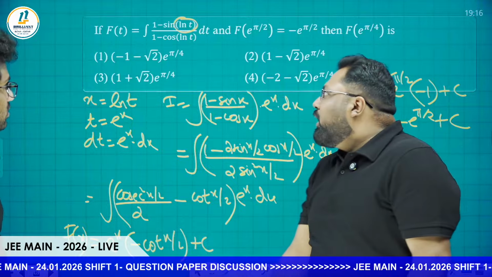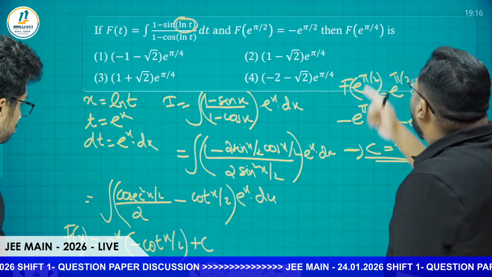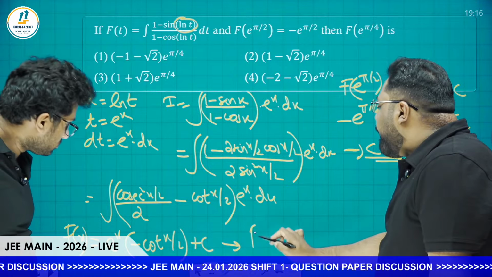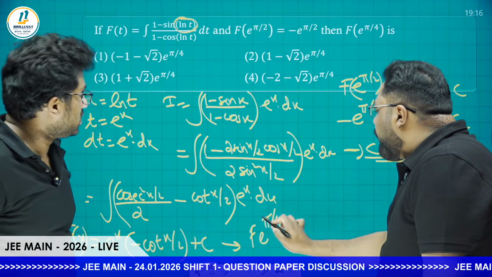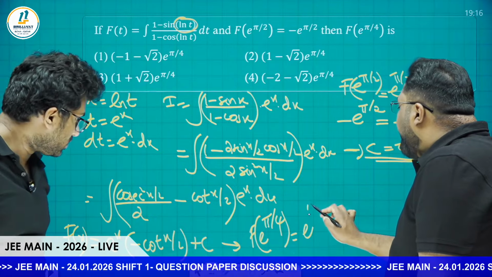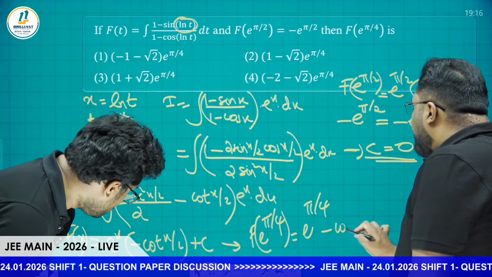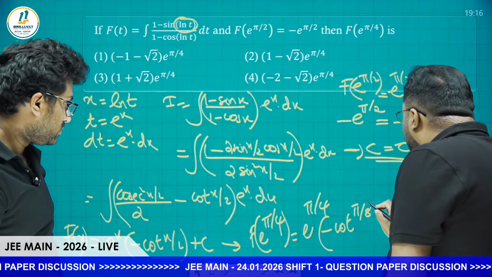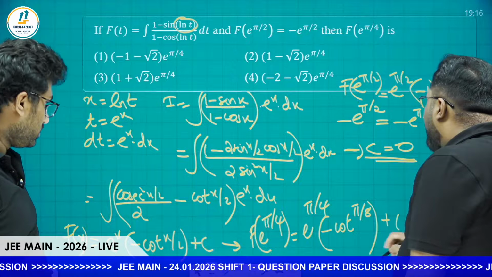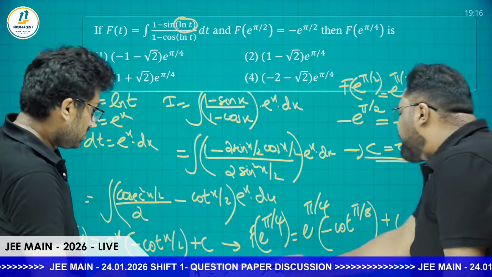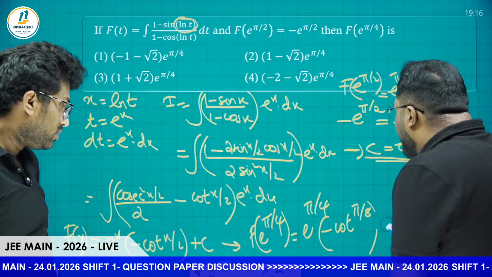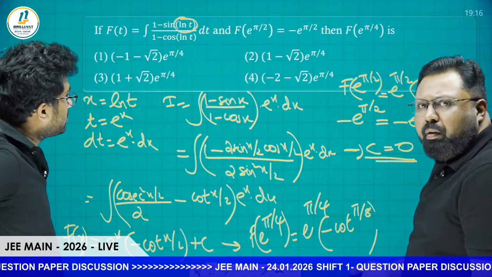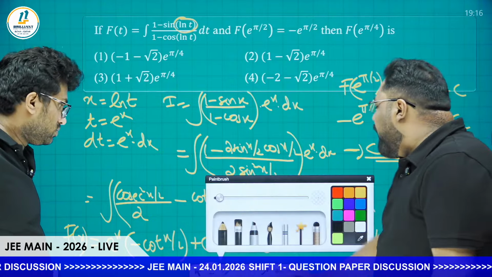Once the value of c is 0, you just put it over there, and they're asking for F of e power pi by 4. Just put x equals to pi by 4 in this. E power pi by 4 into minus cot pi by 8 plus c. C is anyway 0, so we can remove that. We just have to find the value of cot pi by 8, which is half of pi by 4.